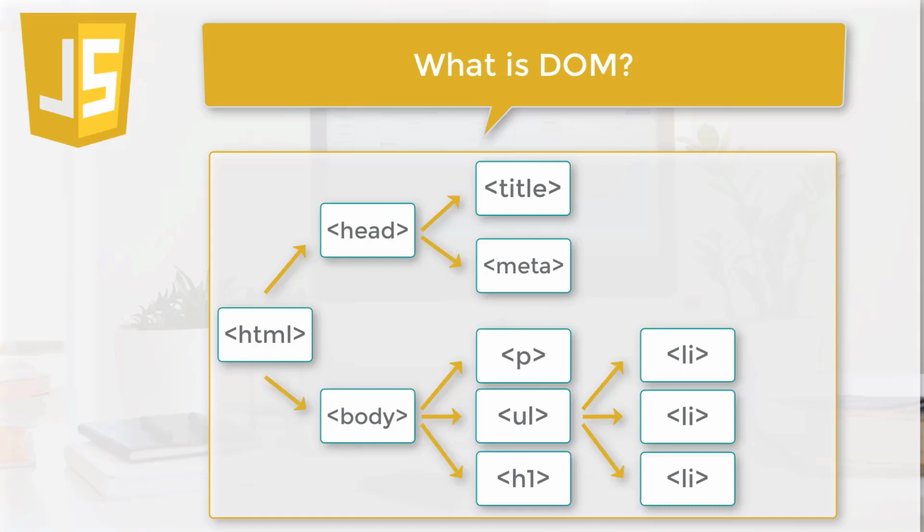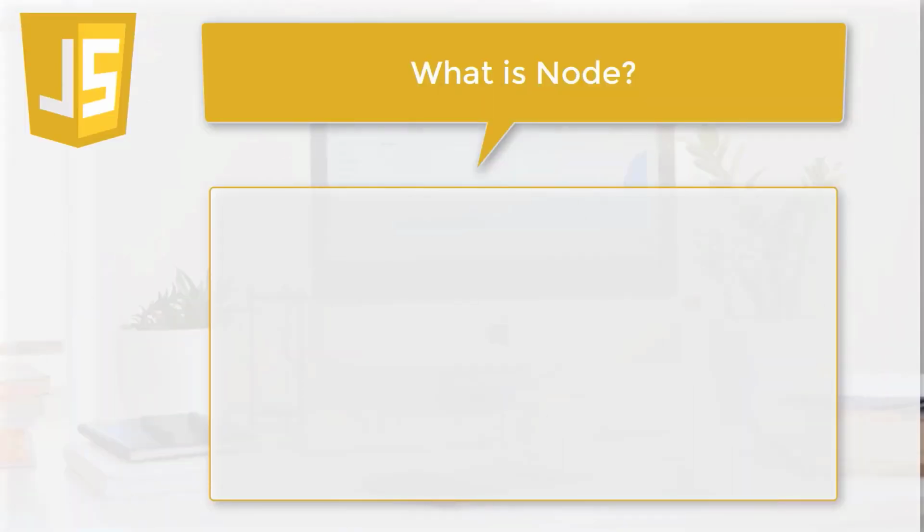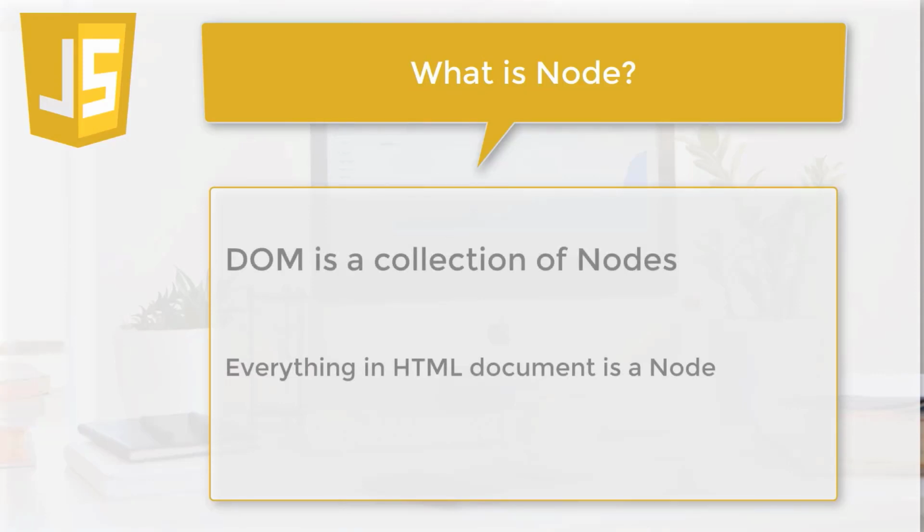Instead of using the term family tree, it's more correct to call a document a node tree. So what is a node? The document is a collection of nodes. Everything in an HTML document is a node. So as we said, the two nodes representing the head and body elements are examples of child nodes, and the HTML element's node above them is a parent node.